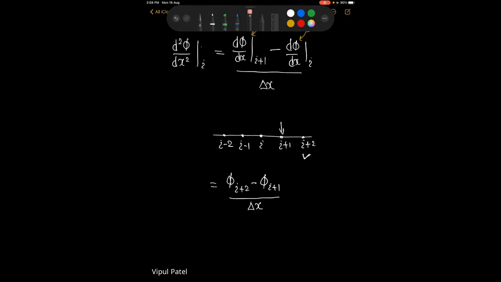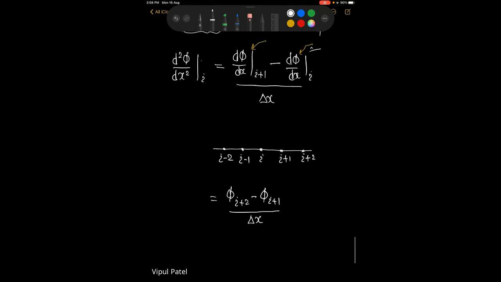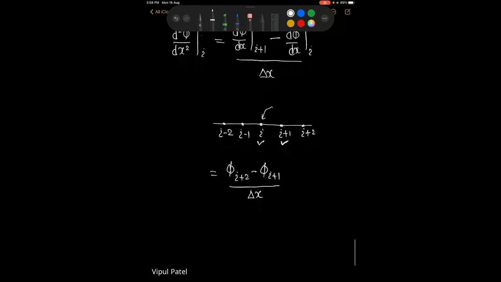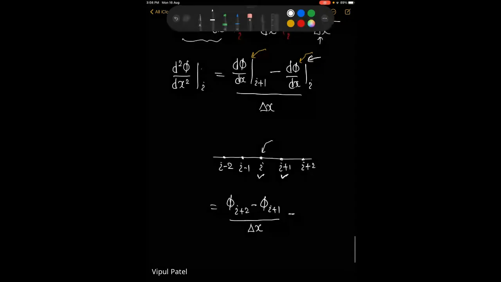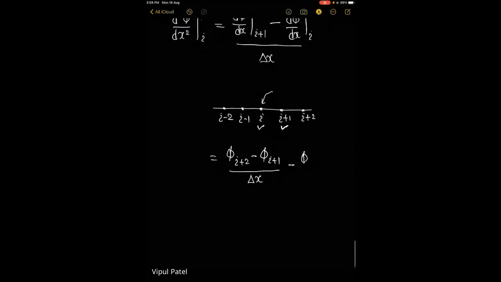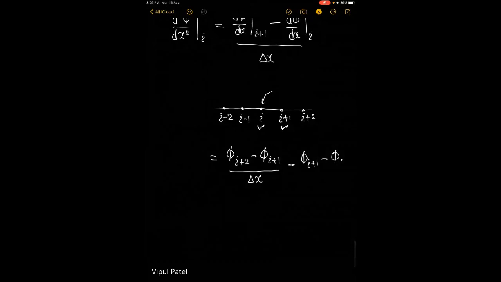And similarly, if I want to express this d phi by dx at I, I'm talking about this particular term. I want to derive d phi by dx at this particular position, and I want to use forward difference approximation. So that's why I will use this node as well as the node which is exactly at the right hand side, right? So d phi by dx at I can be written as phi at I plus 1 minus phi at I divided by delta x, right?